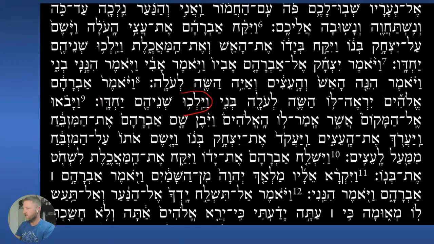So, Vayilchu shnehem yachdav, which we saw up here. And they walked on together, two of them. Okay. Verse 9 says, Vayavo. It's a vav consecutive. They came. Vayavo el hamakom, to the place, asher amar lo ha'elohim. They came to the place that God told him.